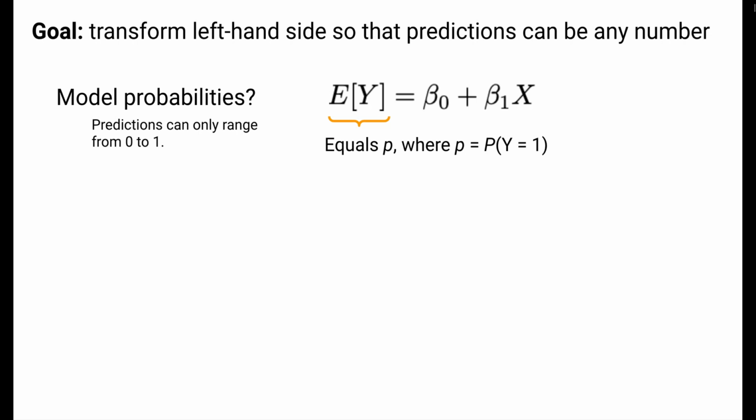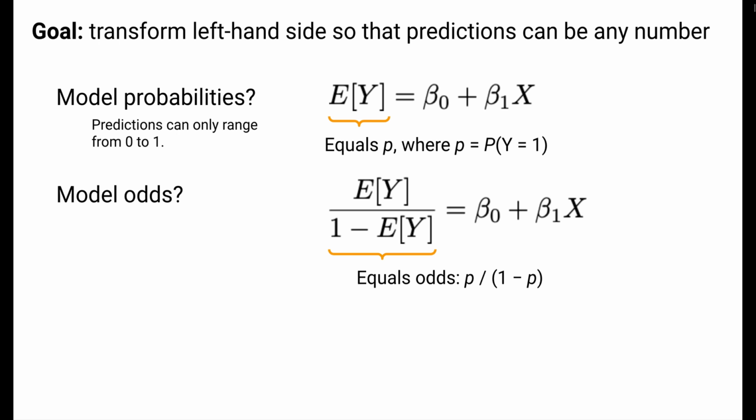Ideally, we'd like to transform what is modeled on the left-hand side so that the predictions for this transformed quantity can be any number. We've seen that probability on the left-hand side is no good, but what about odds? Using odds is also no good because odds can only range from 0 to infinity. Since odds are the ratio of two probabilities, which are both positive numbers, the result can't be negative.